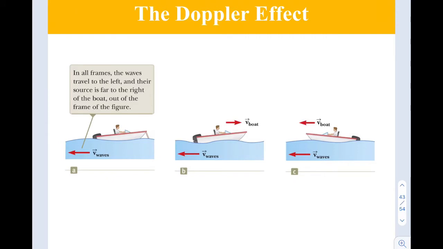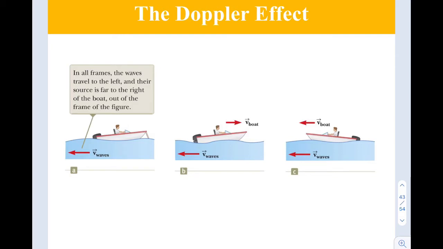Then the next one is the Doppler effect. The Doppler effect is a phenomenon whereby the frequency heard by the observer is different compared to the real frequency coming from the source of the wave. This is due to the relative motion between the observer and the wave itself. This example is talking about the different relative motion between the observer and the wave.